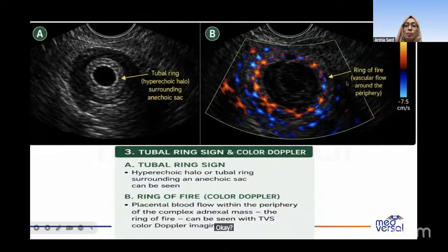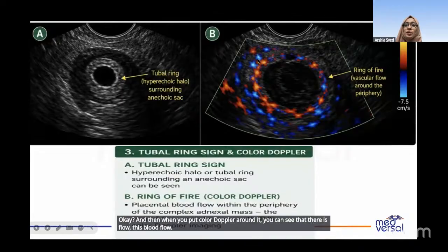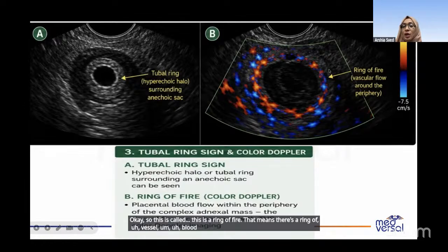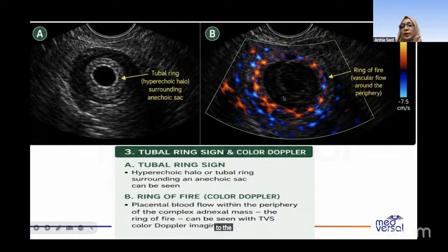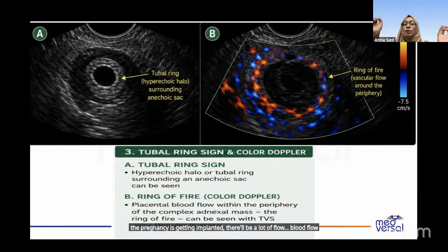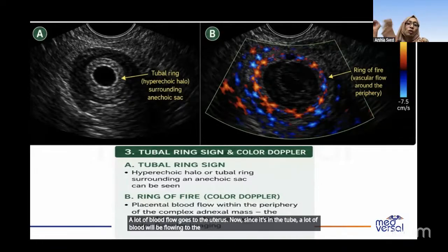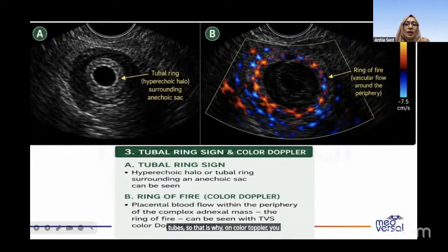Okay, and then when you put color Doppler around it, you can see that there is blood flow. So this is called the ring of fire. That means there's a ring of vessel blood supply seen around the ectopic pregnancy. Wherever the pregnancy is getting implanted, there'll be a lot of blood flow to that particular area. If it is the uterus, a lot of blood flow goes to the uterus. Now, since it's in the tube, a lot of blood will be flowing to the tubes. So that is why on color Doppler, you'll be able to see this ring of fire appearance.